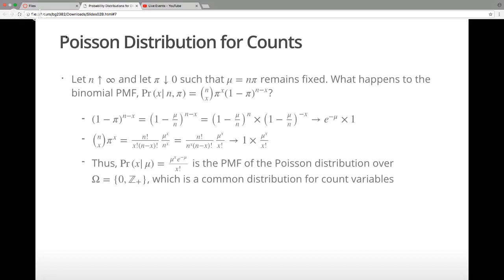Nathan, number one? Maybe way simple, but just to clarify, in the limit of n approaching infinity and the limit of pi approaching 0, we're saying they're doing it in a way that mu stays constant. Yes. They're moving at the same rate in opposite directions. Okay. And they're both positive. What would be the variance of a Poisson random variable?